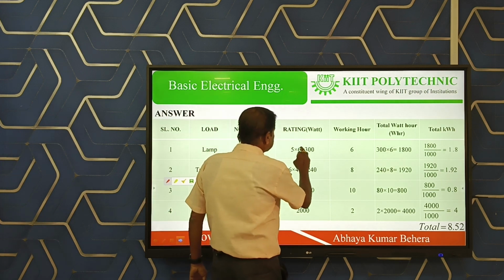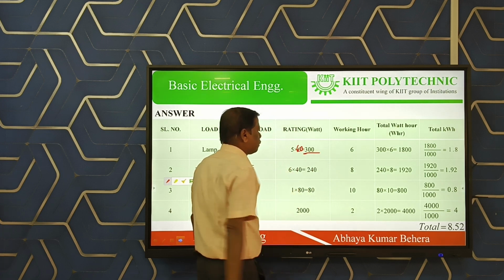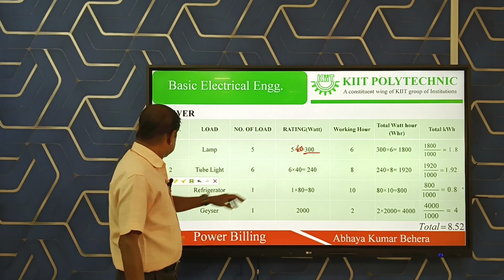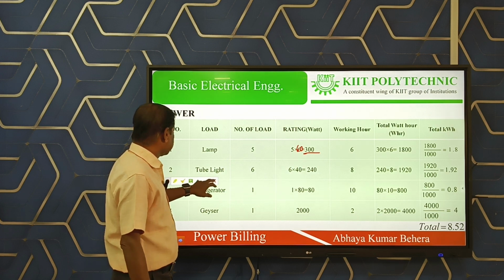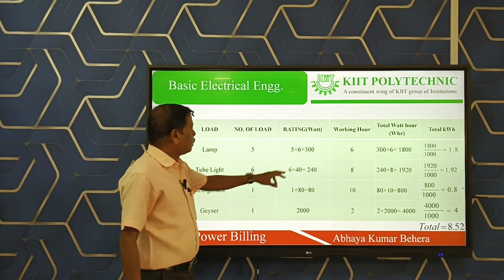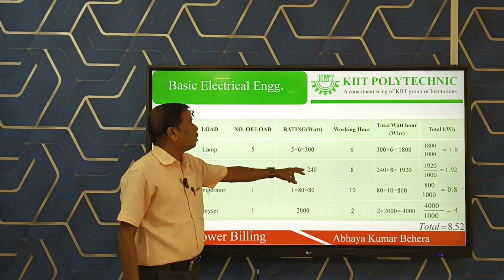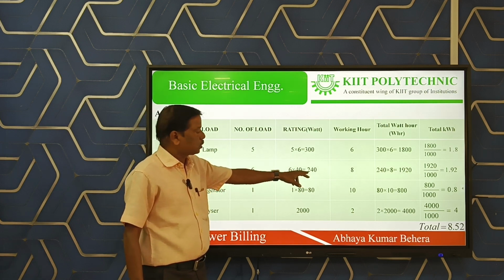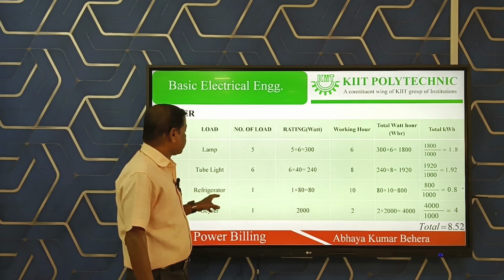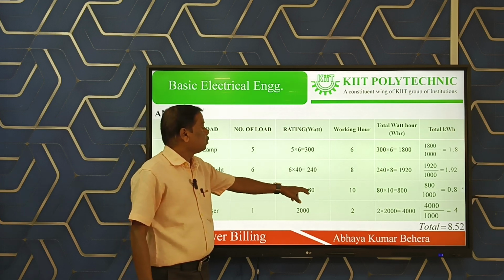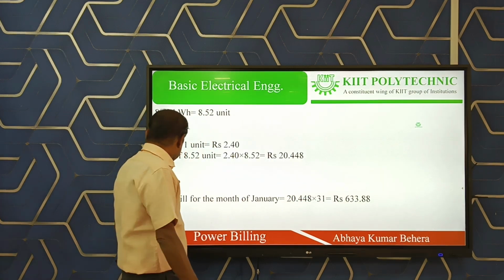It will be 60, so it will become 300. 5 into 6, this is 300. Then 6 tube lights each 40 watts, so total power is 240 watts. Then similarly, one refrigerator having 80 watts, so 80 watts is power.